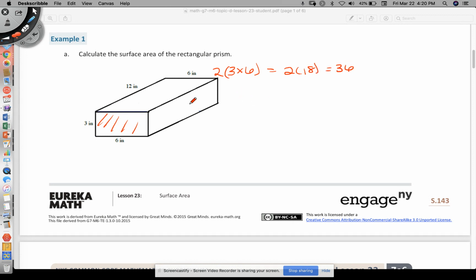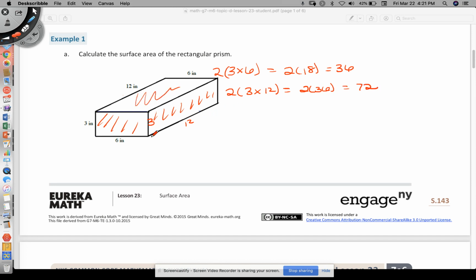All right, now I have a 3 by 12. My 3 by 12 is going to be this piece right here. Again, 3 and 12. I have 2 of those because I have a front and one on the back. So 3 times 12 times 2. We're going to do 2 times 36, which gives me 72.